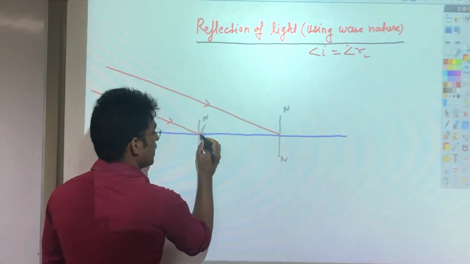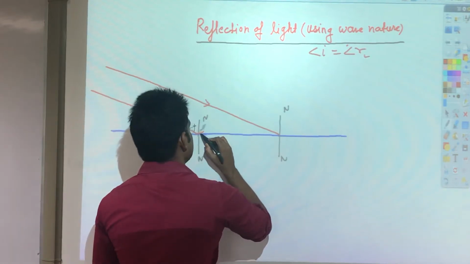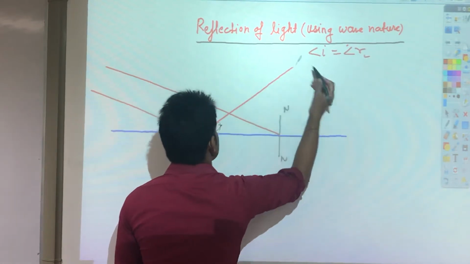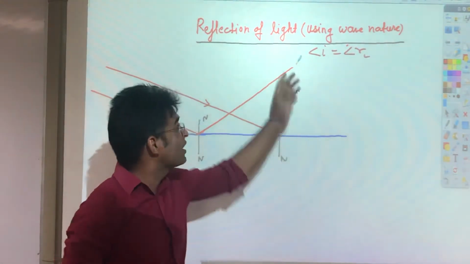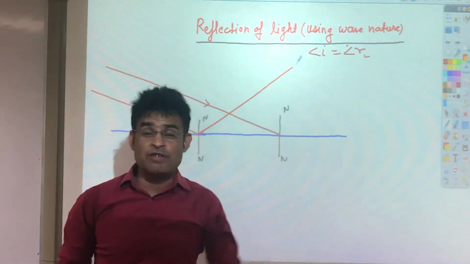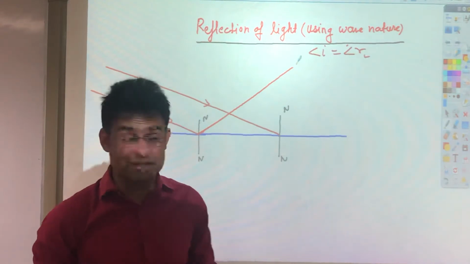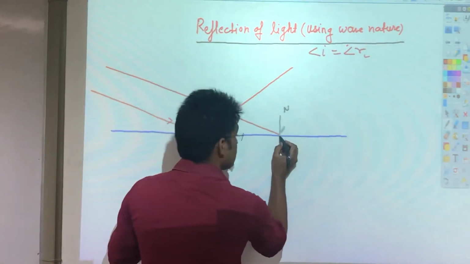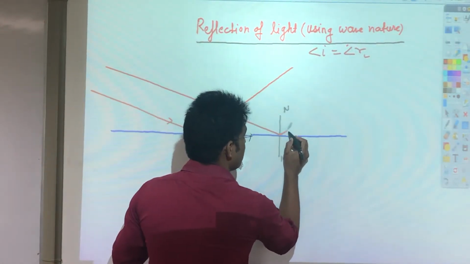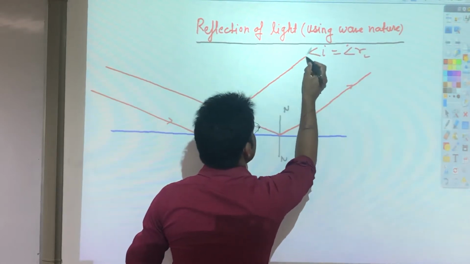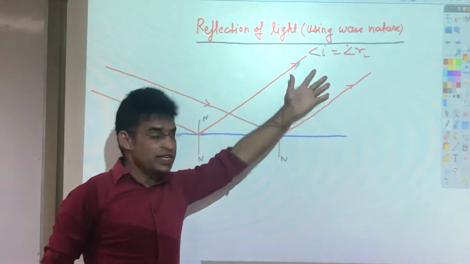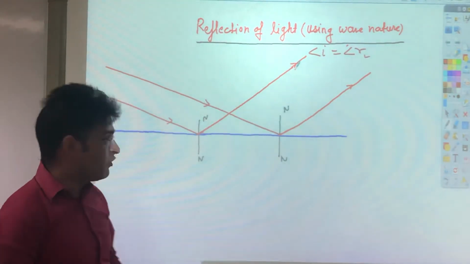Right now we don't say angle of incidence is equal to angle of reflection, because that is what we have to prove, using wave nature of light, means using Huygens principle. So this is a parallel beam of light, it will reflect in this way. These two are reflected rays, and this one is the incident ray of light.